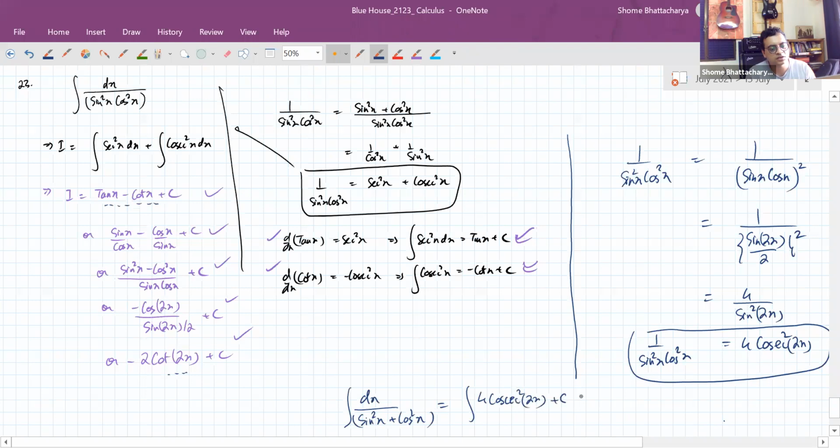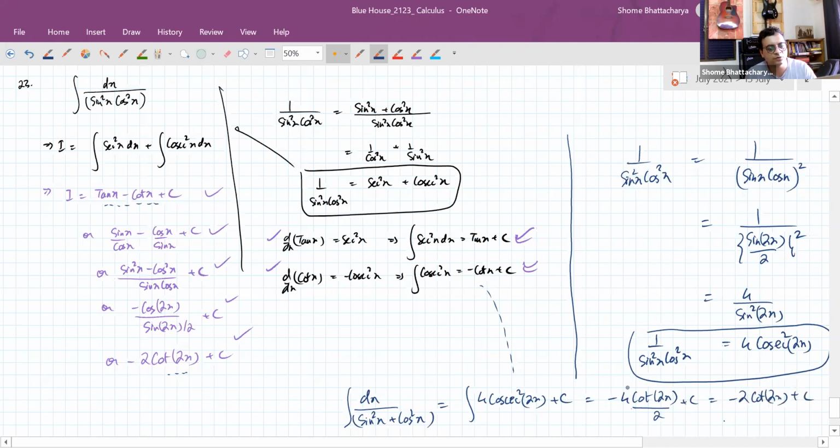So anyway, this is becoming 4 cosec square 2x plus c. Now we'll use this thing. So 4 comes outside, and cosec integral is cot, but it's rather minus cot, divided by the coefficient of this. So you can see you're coming to this answer very easily by this method.